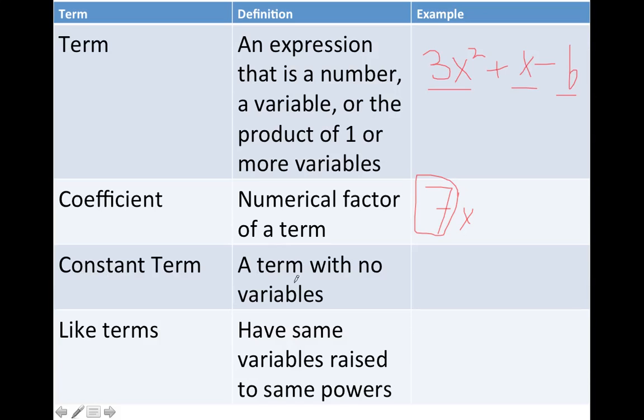Your constant term is a term with no variables. So if we go back up to my first expression, 3x squared has a variable, x has a variable, but our last term, 6, does not have a variable. So that would be our constant term. And then we have like terms. They have to have the same variables raised to the same power. So if I had x squared plus x, we would not be able to combine those two together because they both are x's, but one is raised to the second power and one is raised to the first power. They have to be the same variable raised to the same power to combine them together.